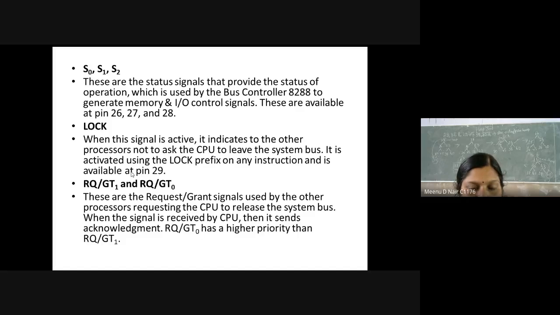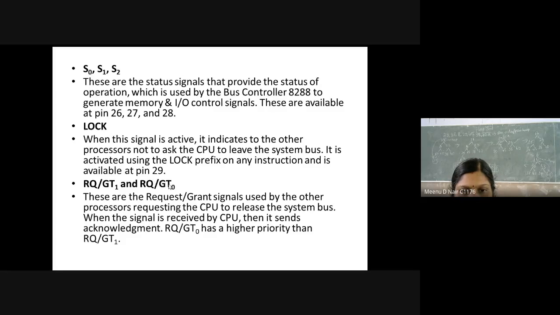Next one is RQ bar GT1 and RQ bar GT0. This is the request and grant signal used by the other processors requesting the CPU to release the system bus. Okay, if lock is high, it cannot access these commands. And if it is low, then only you can access RQ bar GT1 and RQ bar GT0. That is request and grant. There are two things: if you are requesting the CPU that I need to use the system bus, that is the request. And if the CPU accepts that, then it will be granted, that you can use the system bus.